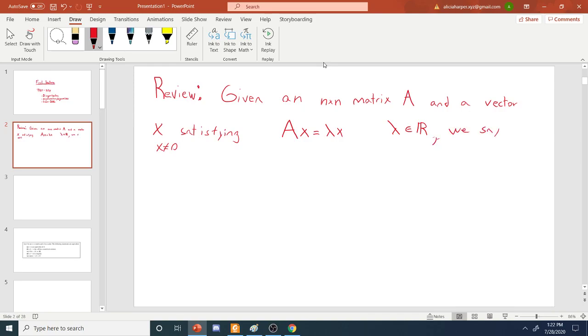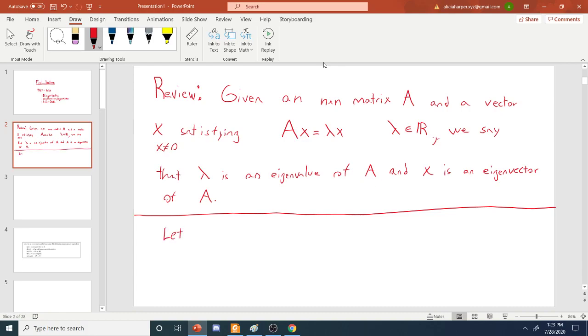We say that lambda is an eigenvalue of A, and x is an eigenvector of A. In order to find these eigenvectors and eigenvalues, what we do is we let lambda be a variable.